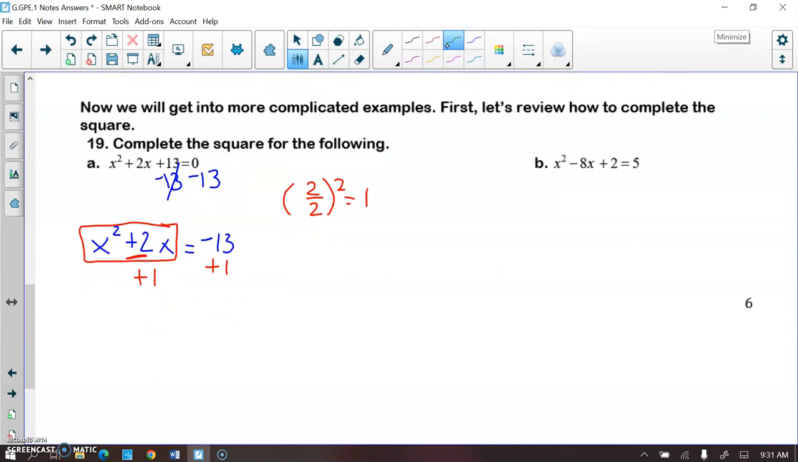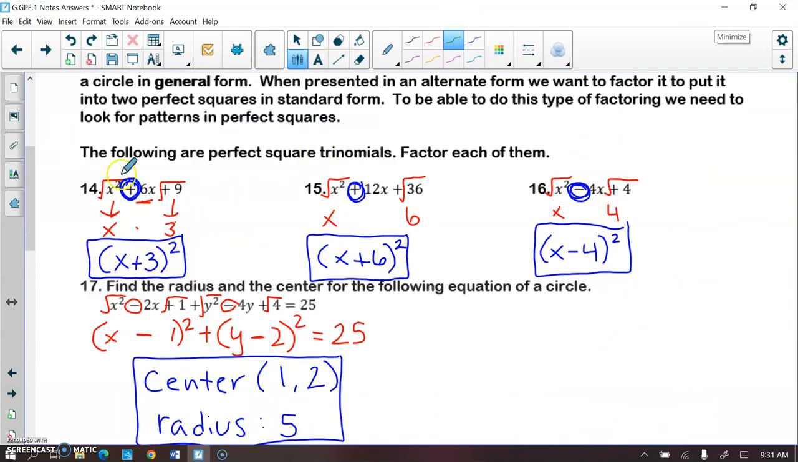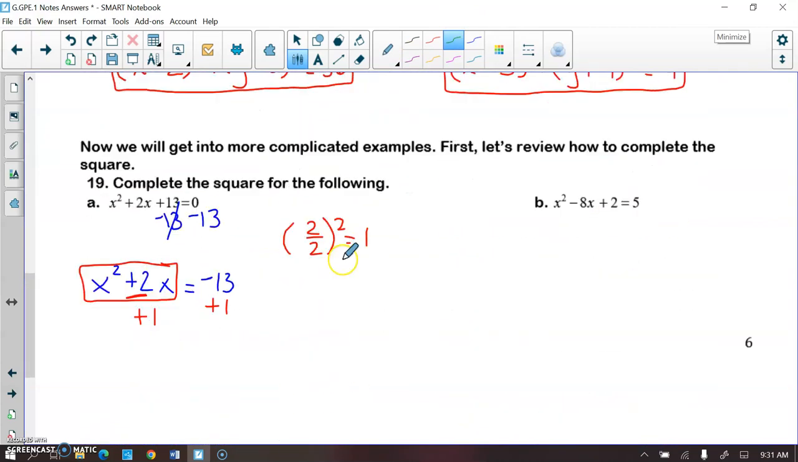Now I factor this perfect square trinomial, which we did up in numbers 14 through 16. So I take the square root of my first term, square root of my last term, operation in between my first and second term, and I square it. And on the right side, I just simplify. Negative 13 plus 1 is negative 12.